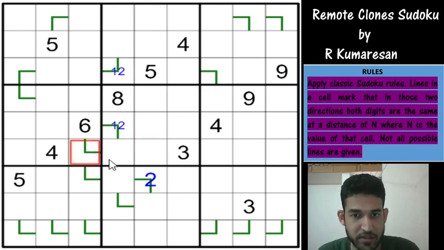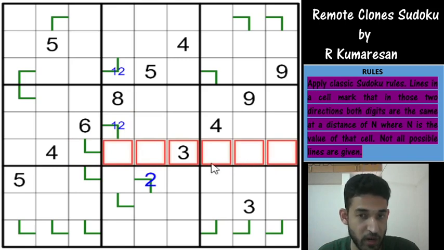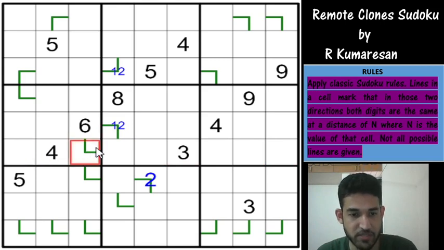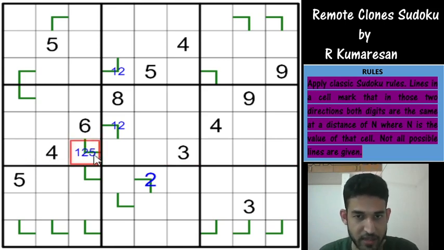Let us maybe look at this cell. It can take a total of values from 1 to 6, out of which 3, 4 and 6 are eliminated, right? So this would be 1, 2 and 5, can't be anything else. So 1 is possible, and 2 is also possible, and 5 is also possible, right? So we can't eliminate anything for now.